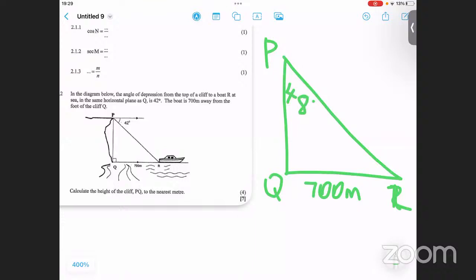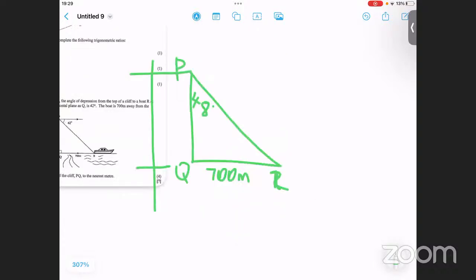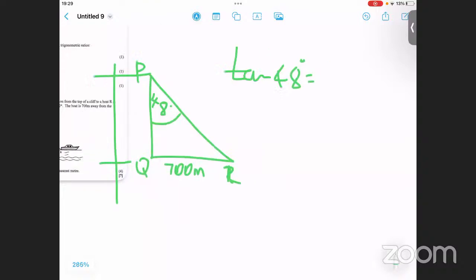So that means what the examiner wants you to calculate is that side. Now, why can't you use tan of that angle, 48 degrees? Because what we know is that tan equals opposite over adjacent. Then you calculate your adjacent, you are done. It is as easy as that.